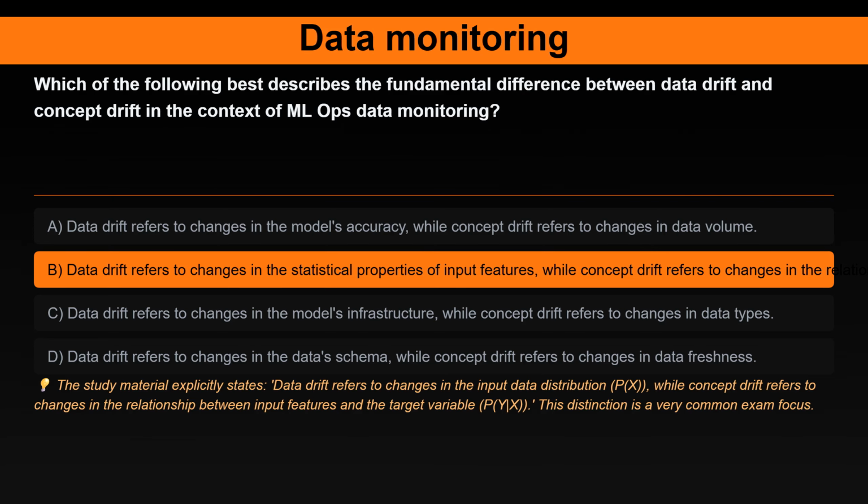The correct answer is data drift refers to changes in the statistical properties of input features, while concept drift refers to changes in the relationship between input features and the target variable. Here's the explanation. The study material explicitly states, data drift refers to changes in the input data distribution, P(X), while concept drift refers to changes in the relationship between input features and the target variable, P(Y|X). This distinction is a very common exam focus.